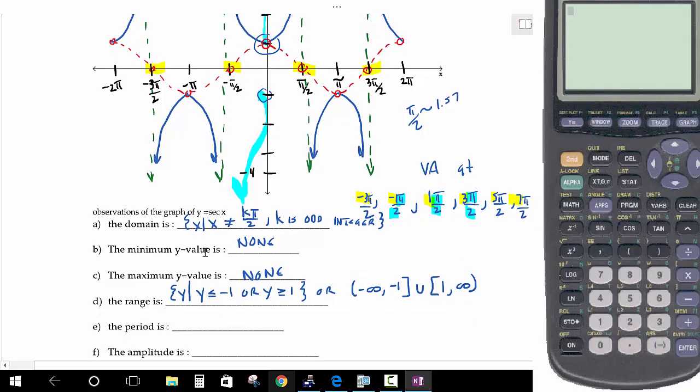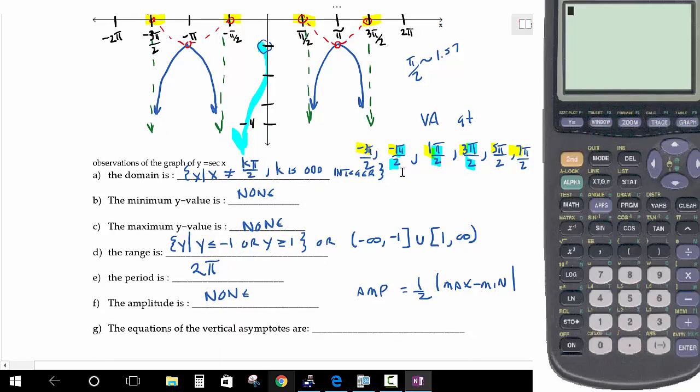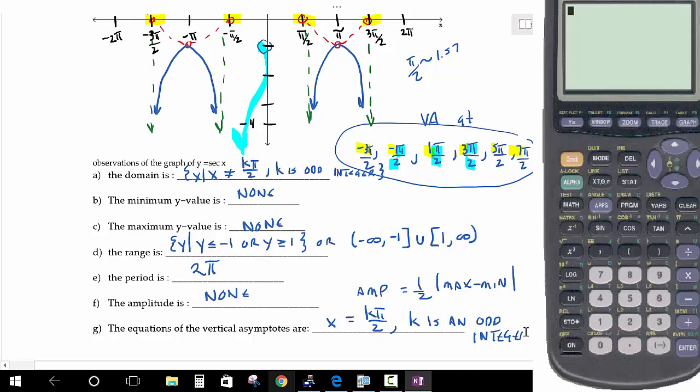The period's 2 pi, same as the cosine. The amplitude, again, we don't have one because there's no max and there's no min. If there's no max and there's no min, then you could not crunch out that formula. And then the equations of the vertical asymptotes come from where it's undefined. So you just say x equals k pi over 2, and then you have to state that k is an odd integer. That's all the basic details of that graph.